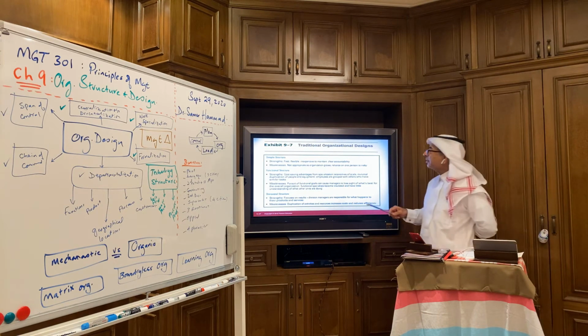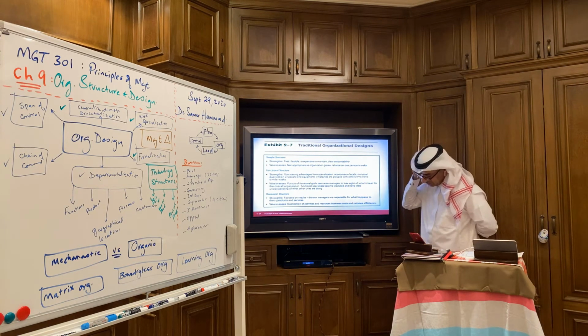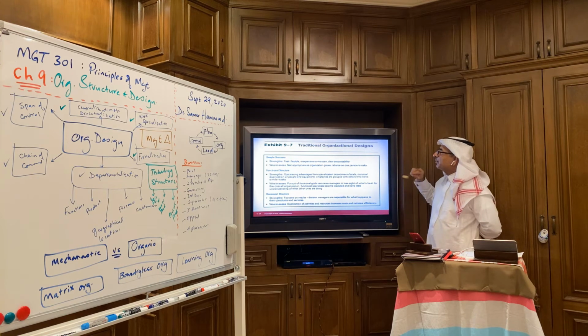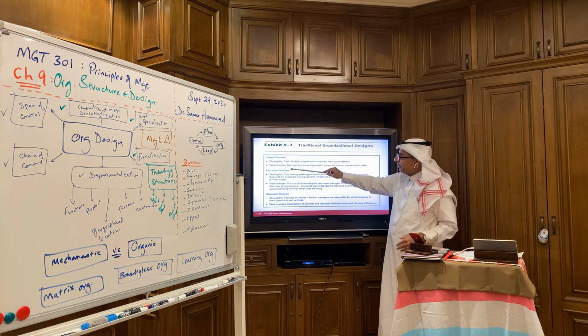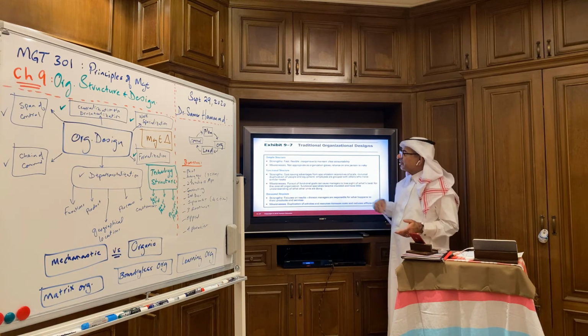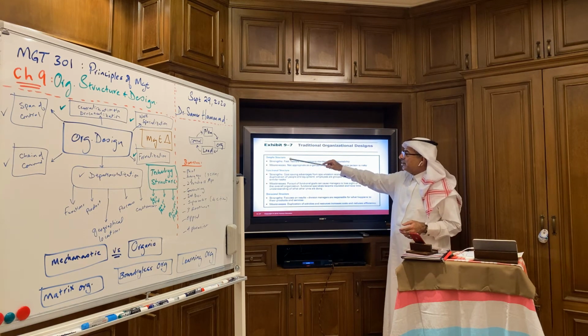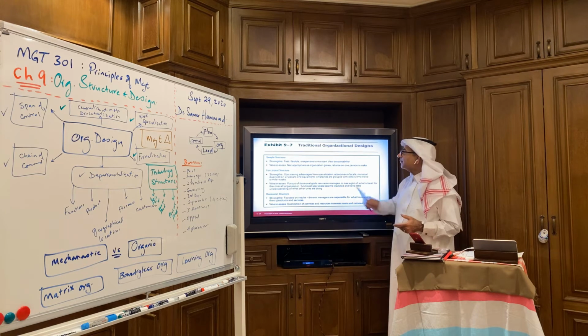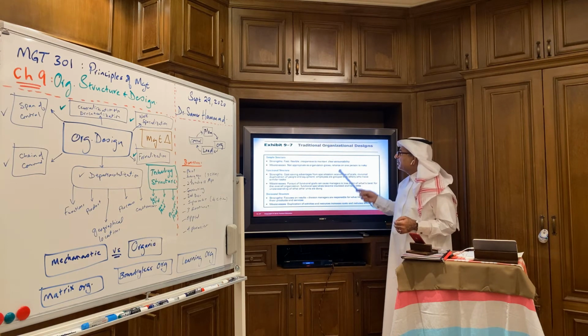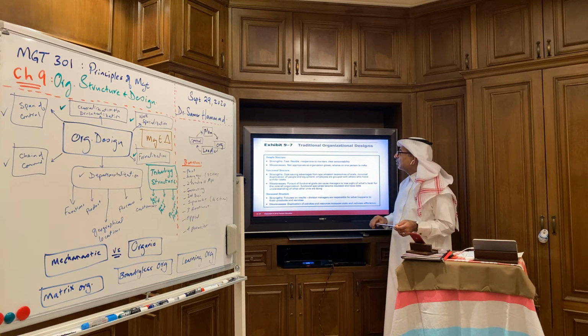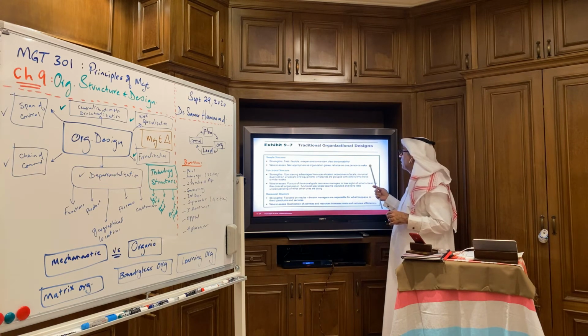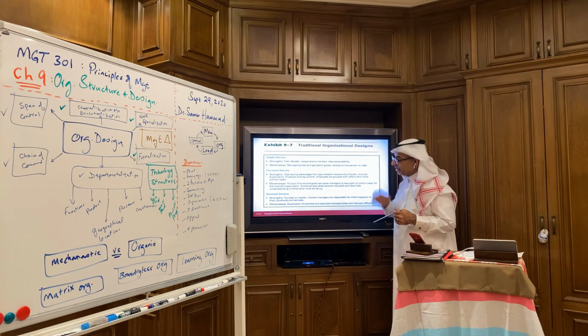And this is a very nice summary of traditional organizational design. We have the simple structure, functional structure, and divisional structure. Simple structure strengths: fast, flexible, inexpensive, clear accountability. Weaknesses: not appropriate as the organization grows, and reliance on one person is risky.